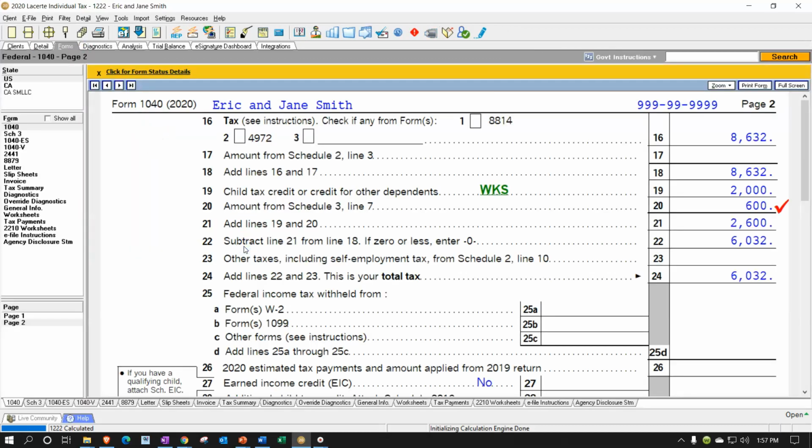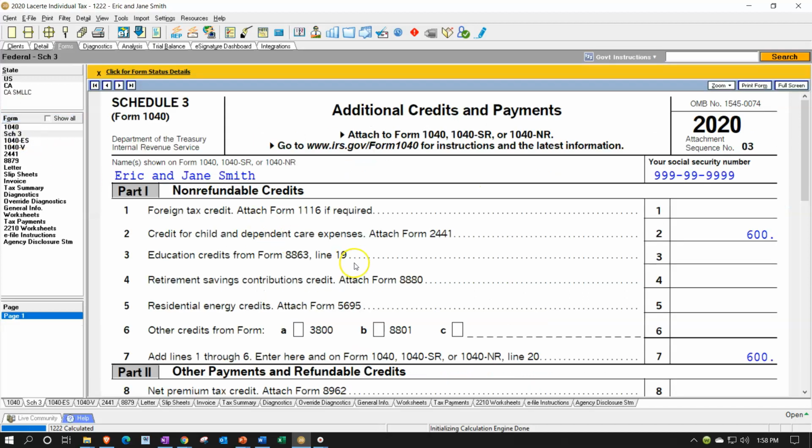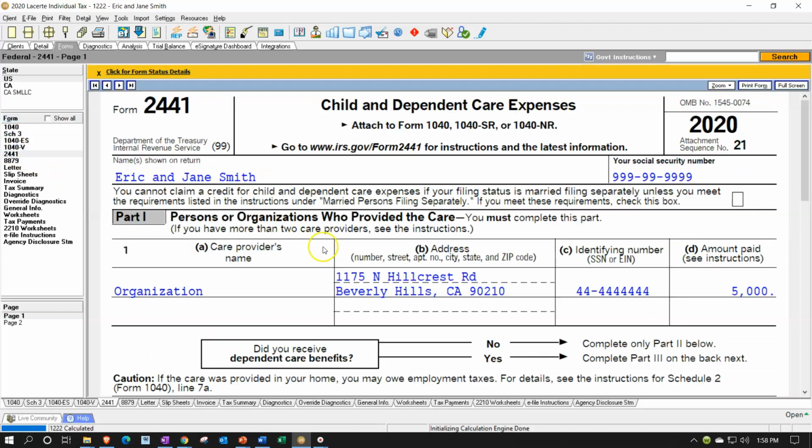And then if I go to the forms, then on page two, we have then the $600 on line 20. So remember, that's different than the $2,000 for the child tax credit. That is coming from Schedule 3 line 7. So if I go then to Schedule 3, line 7, there's the $600. It's coming from line 2 here, which is a credit for child and dependent care expenses. And now we've added Form 2441. If we go over to 2441, that's going to be the child and dependent care expenses for Form 2441.